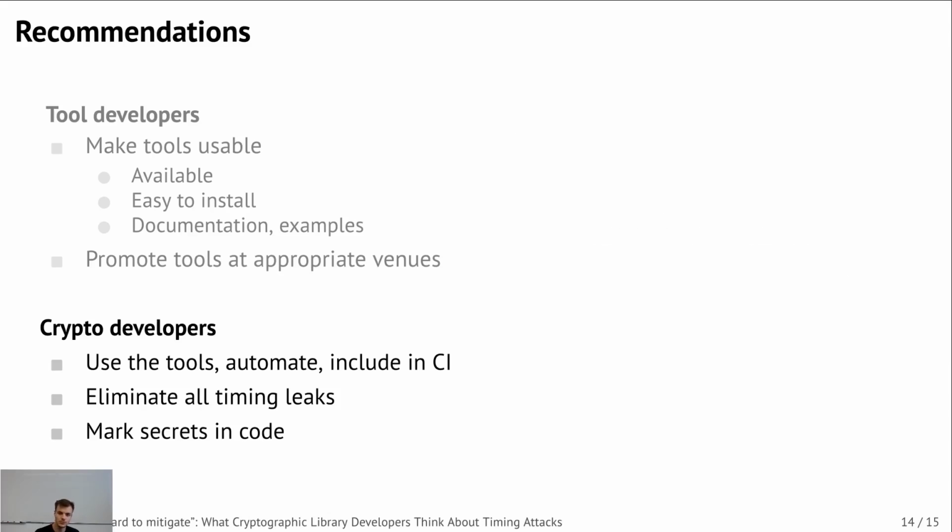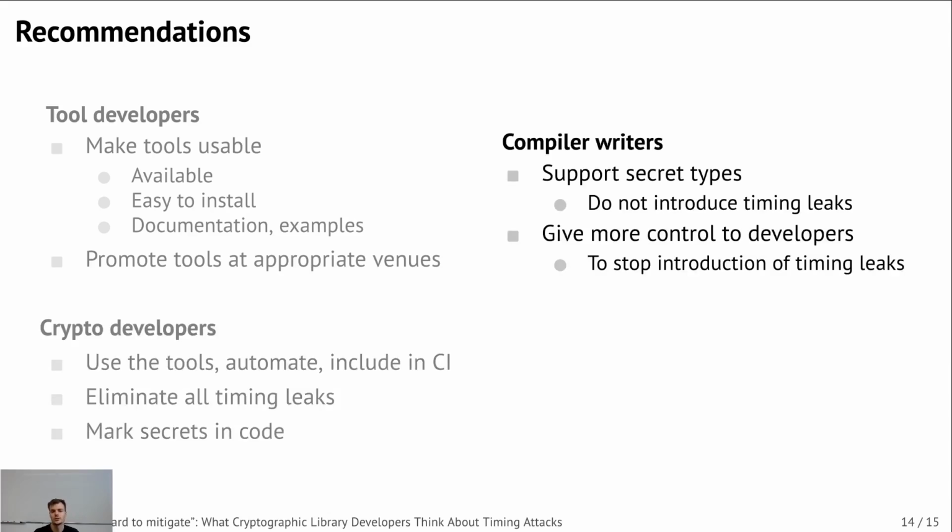Now, compiler writers should add support for secret types, and then not introduce these timing leaks, or not perform optimizations that might introduce timing leaks based on these secret types. But in general, we think that asking for secret types is a sort of a big ask. But then the first step towards that is to give more control to developers to stop introduction of timing leaks. So more control over the compiler and over some of its optimization parts at some point to make sure that code that really needs to be constant time stays constant time even as it's optimized or compiled.